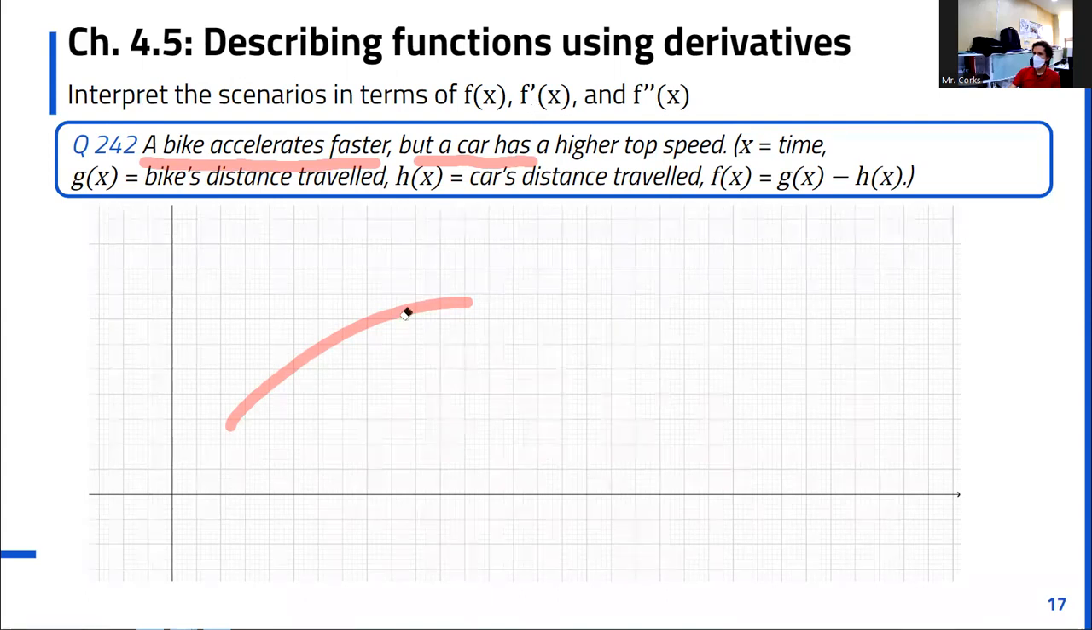That is decelerating. Sorry, let me just think about this one more time. Yep, okay, that's good.